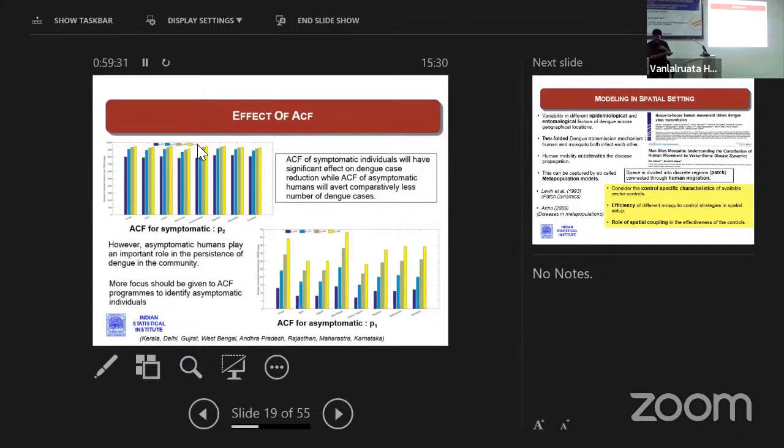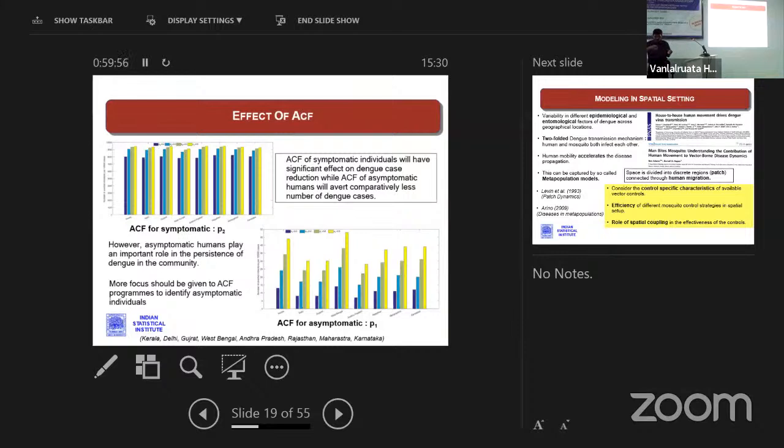It's not P2. I think P2. Yes, yes, it is P2. So now I have used that for the 8 states. Okay, P2, I'm varying P2, increasing 0.2, 0.4, 0.6, 0.8.